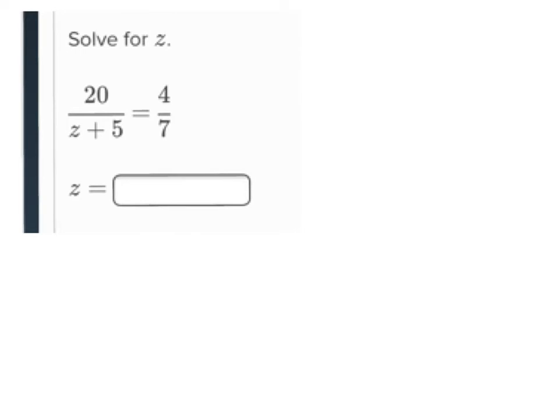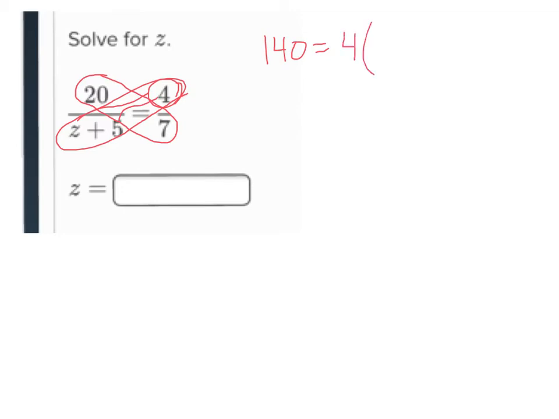So you should pause the video and try to solve this one on your own. And so I've got a fraction on the left and a fraction on the right and an equal sign in the middle. When that's the case, I always cross multiply. So I've got 20 times 7, which is 140. And then I need to do 4 times z plus 5. Remember that 4 right here is getting multiplied by z and the 5. So it's going to be 4 times z plus 5.